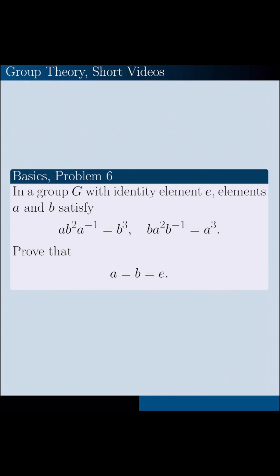Hello, in this short video I'm going to solve the following problem for you. In a group G with identity element e, elements a and b satisfy a b squared a inverse equals b cubed and b a squared b inverse equals a cubed. Prove that a equals b equals e. Pause the video at this point and give it a try.